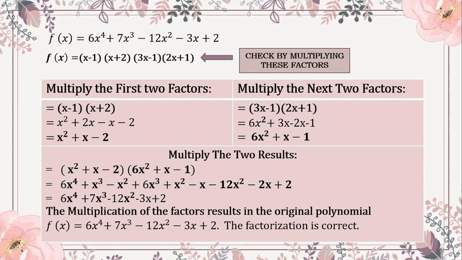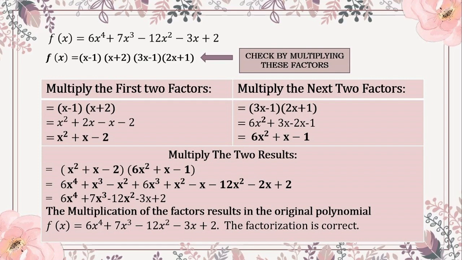Which is the quantity of 3x minus 1 times 2x plus 1. So, 3x times 2x is equal to 6x squared. And 3x times 1 is equal to positive 3x. And negative 1 times positive 2x is equal to negative 2x. And negative 1 times positive 1 is equal to negative 1. So, we are going to combine like terms. Same process. We get 6x squared plus x minus 1.